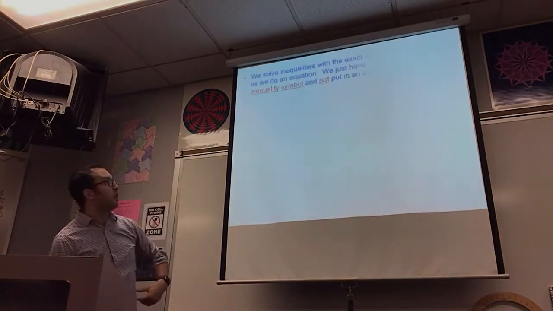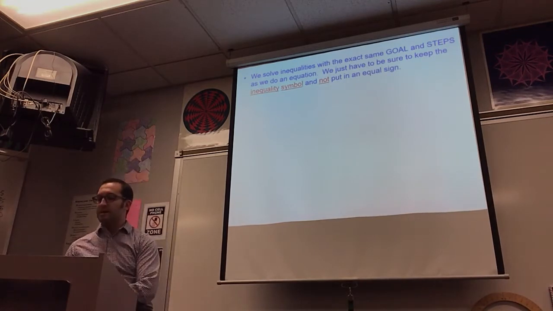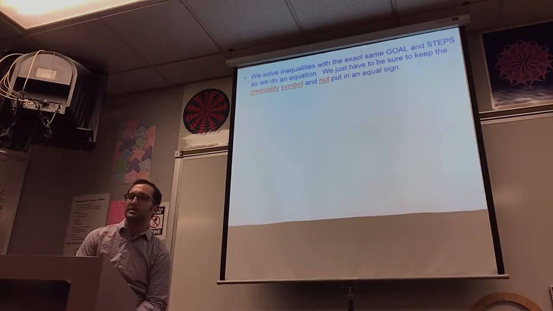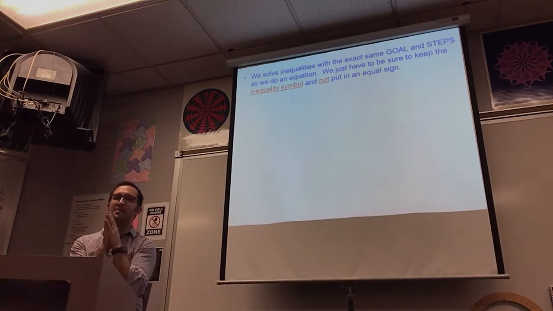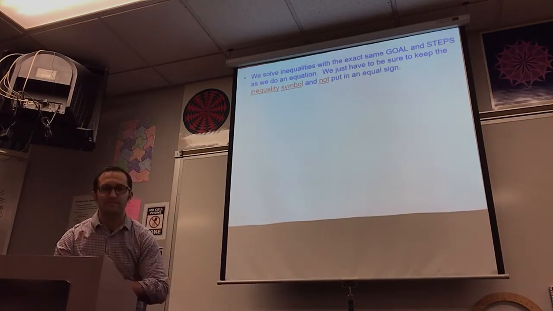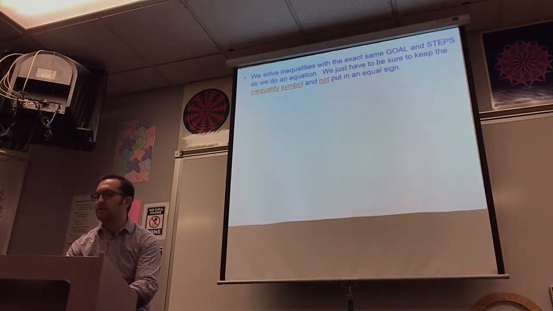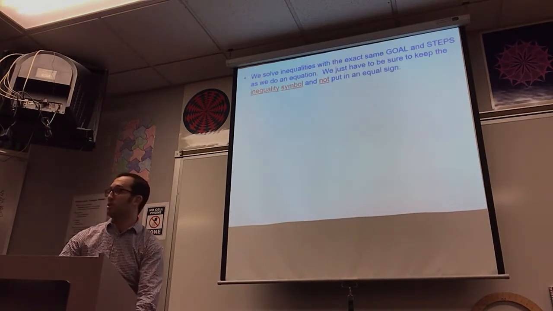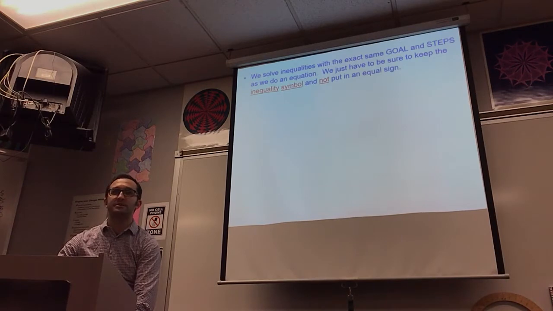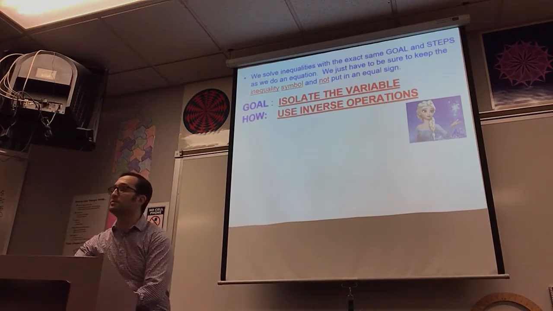All right? So let's summarize. We solve inequalities with the exact same goal and steps as an equation. We just have to be sure to keep the inequality symbol and not put an equal sign. So what's our goal, y'all? Say it all together. Isolate the variable. How are we going to do that? Use inverse operations. Exactly, good.